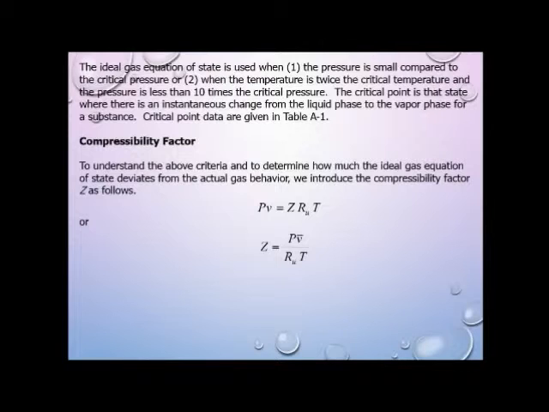Next, the ideal gas equation of state is used when the pressure is small compared to the critical pressure, and when the temperature is twice the critical temperature and the pressure is less than 10 times the critical pressure. These are some points you should remember before using the ideal gas equation of state. These are very important. The first two conditions are that the pressure is to be small compared to the critical pressure and the temperature is to be twice the critical temperature.